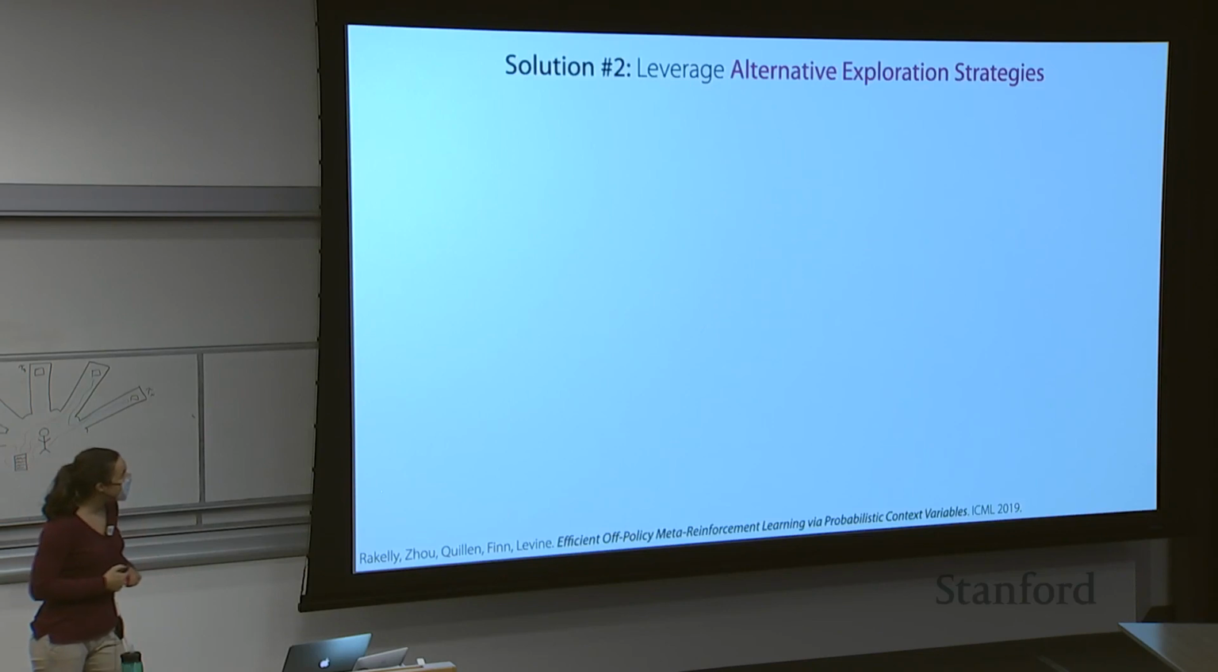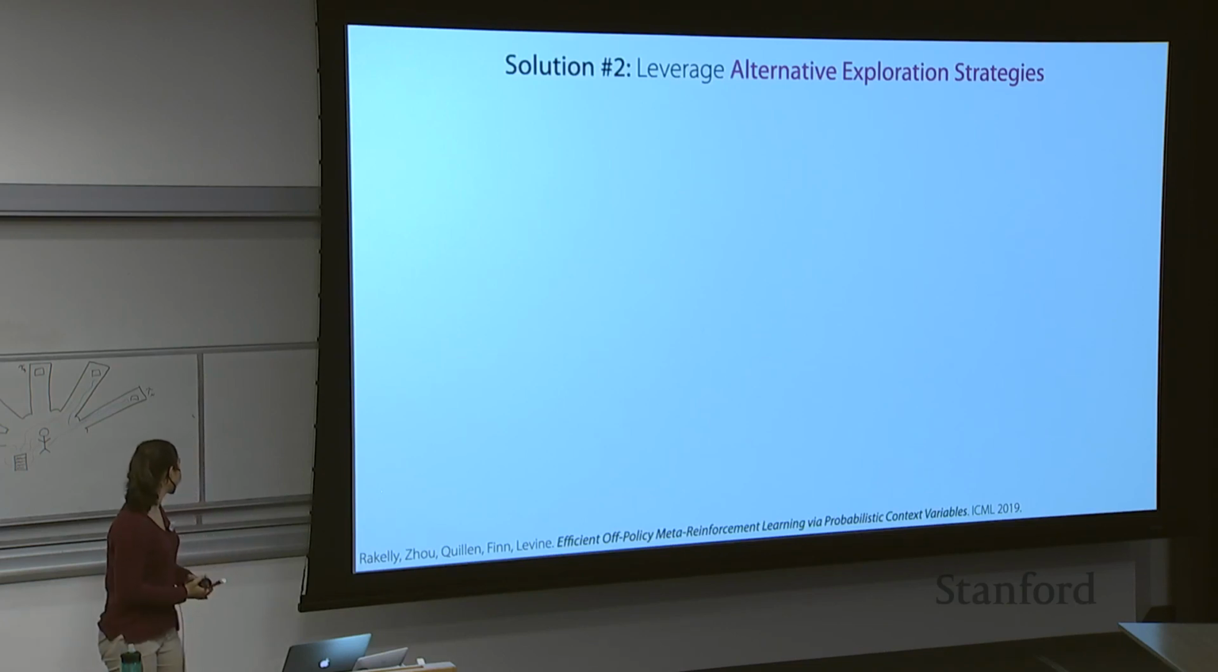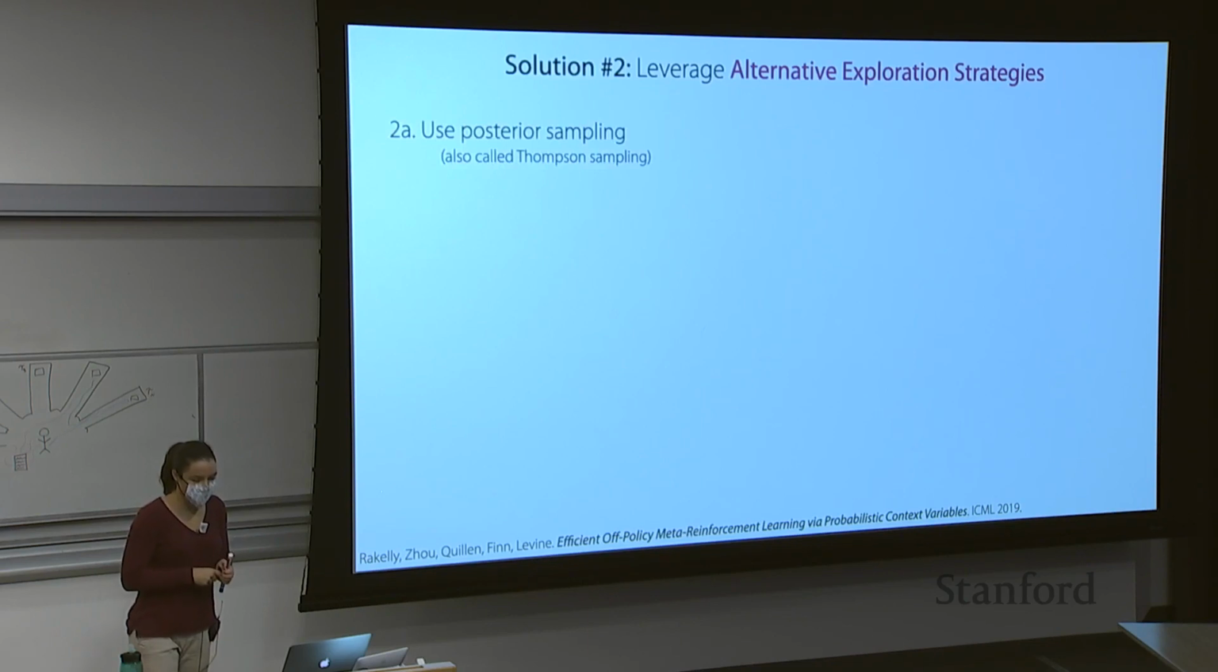So the second solution that we will look at is to leverage alternative exploration strategies. Instead of trying to explicitly learn an exploration strategy that is the best approach for figuring out what the task is, we're going to leverage alternative strategies that might help us figure out what the task is. They might be suboptimal strategies, but they're going to be easier to use and optimize for than the end-to-end approach. Cool. So the first thing that we'll consider is to use posterior sampling, which is also known as Thompson sampling.